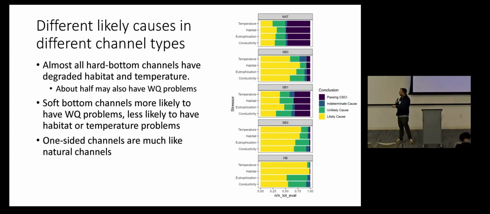When I look at eutrophication and conductivity, these are what I'm calling, shorthand, water quality problems. They're affecting about half of the hard bottom channels. Or should I say there's evidence supporting them being an issue at half of those hard bottom channels. And so that's also pretty interesting. They're clearly potentially affecting a lot of these, but it's much less common than those other two problems. And when you look at the soft bottom channels, these water quality problems are suddenly a lot more likely relative to what you'd see in the hard bottom channels.